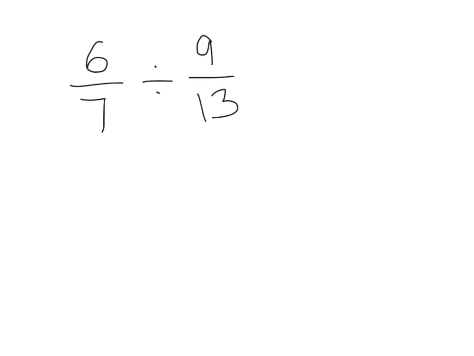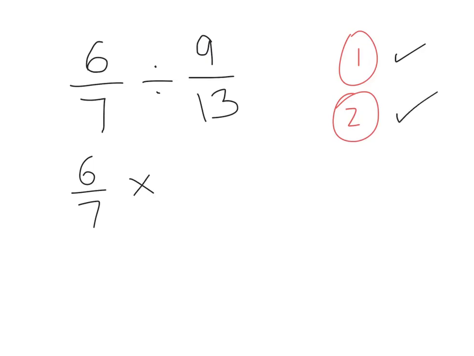All right. You can do that, right? All right. What's step 1? Keep the first one the same. First one stays the same. Tick. Flip the divide to a times. Good. The divide turns into a times sign. Tick. And step number 3. The second fraction gets flipped upside down. Tick. All right, now we've got a multiplication problem.